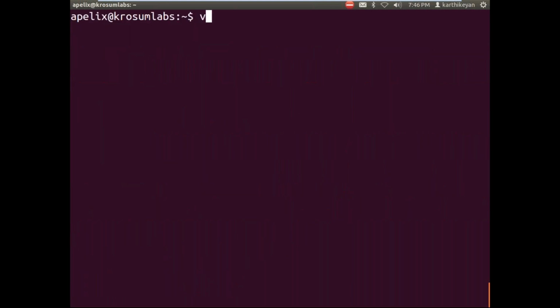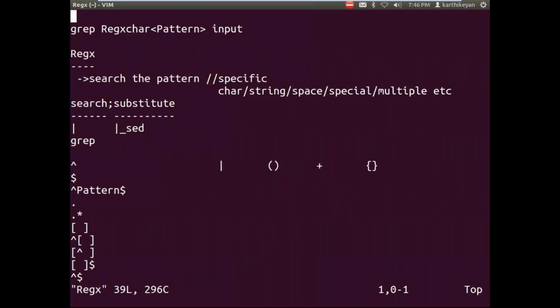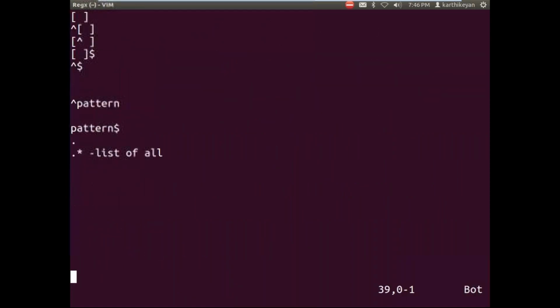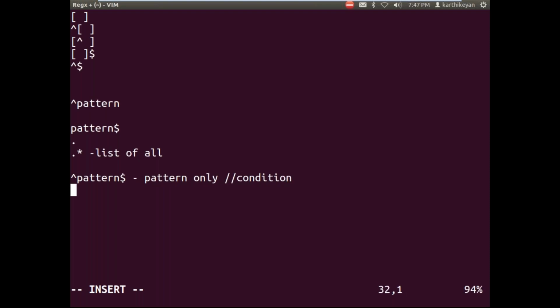Now one more pattern here in the regular expression. Line starting anchor followed by a pattern, combined with the dollar anchor: the left-hand side anchor, pattern, dollar. This is called the pattern only style. It's like a condition: the line contains only this pattern. There is no extra character.